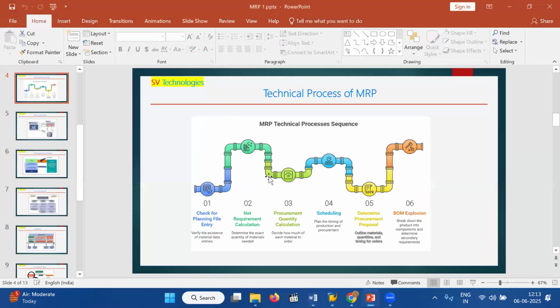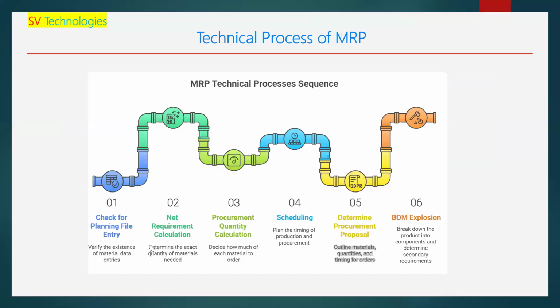So in the last class we have covered, I have shown you the system also. We have seen this entire cycle, from checking planning file entry to MRP calculation, procurement quantity calculation, scheduling, procurement proposal generation, BOM execution. So everything I have shown you by running MRP in the system. Is that clear, or do you have any questions or doubts regarding that?